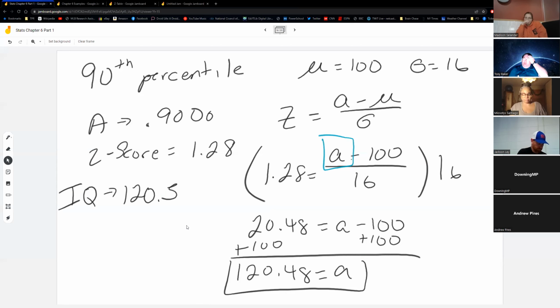So those are really the two things they can ask you for. They can ask you for the percentile, the area piece of it, or they can ask you for the actual value.